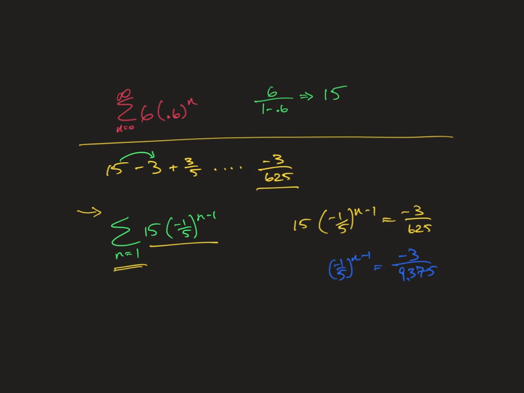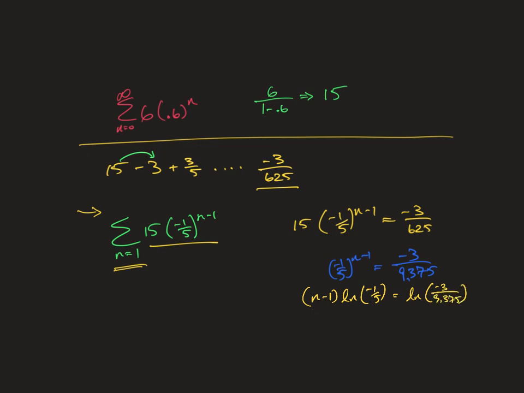Now, once we have that, I need to get to n. So how do I get that thing down? We're going back to chapter 3 or algebra 2. I use a log. I natural log it to get that thing down. So I natural log both sides. So now I have n minus 1 times the natural log of negative 1/5 is equal to the natural log of negative 3 over 9,375.